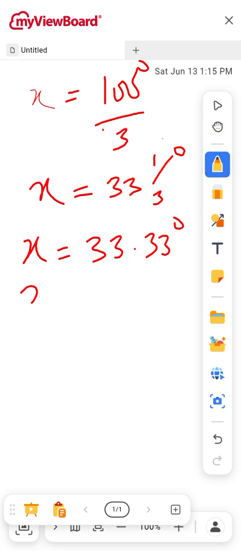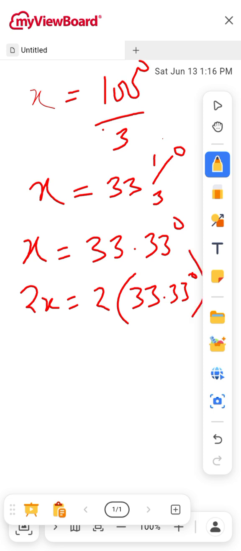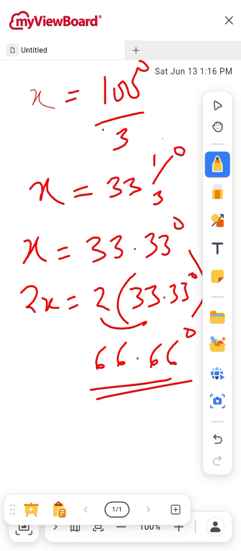So if x is 33.33, what is the value of 2x? 2x will be 2 multiplied by what my x is, 33.3. When you multiply that, you get 66.66 degrees, and that's the value of 2x. Okay, so let us look at another question.